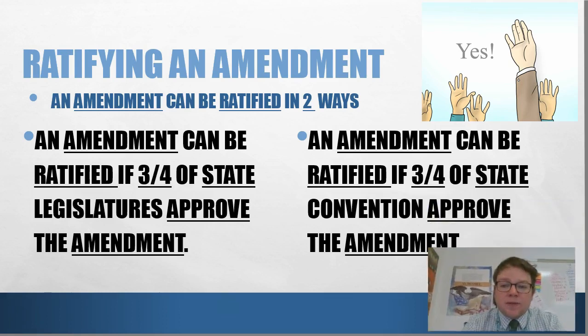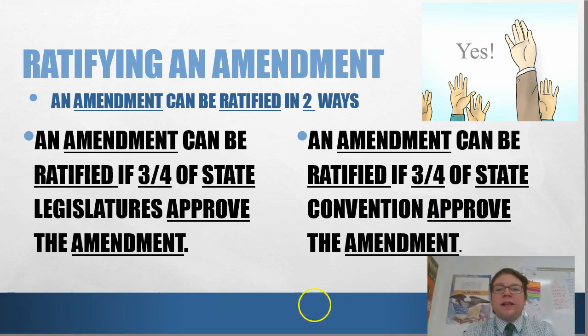Okay, so we've proposed an amendment. Now, how do we get that amendment ratified or approved? We can do that one or two ways. Again, can be either or, doesn't have to be both. An amendment can be ratified if 3/4 of the state legislatures approve the amendment. So after 2/3 of the House of Representatives and the Senate agree, they send it to the state legislatures, they then can approve the amendment. And it has to be 3/4 or 75%.